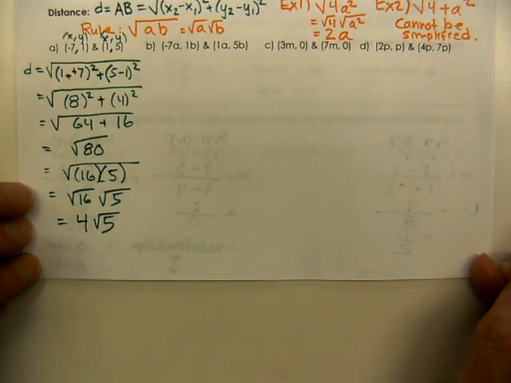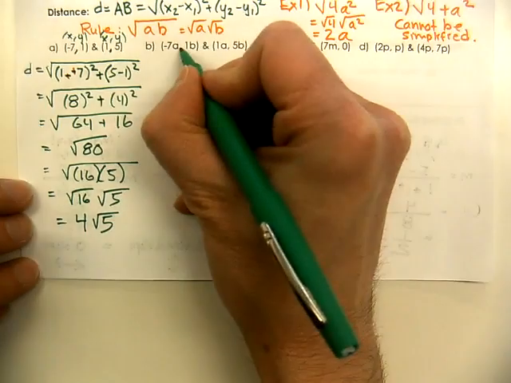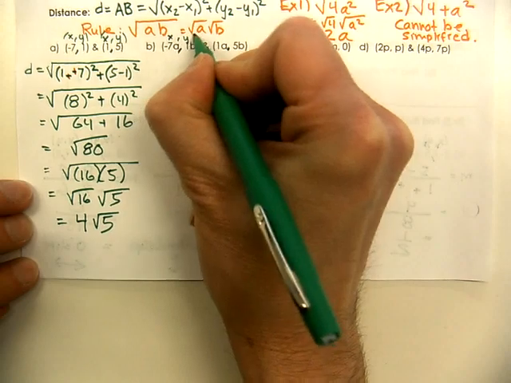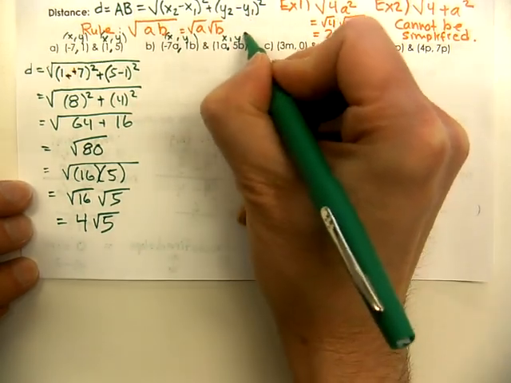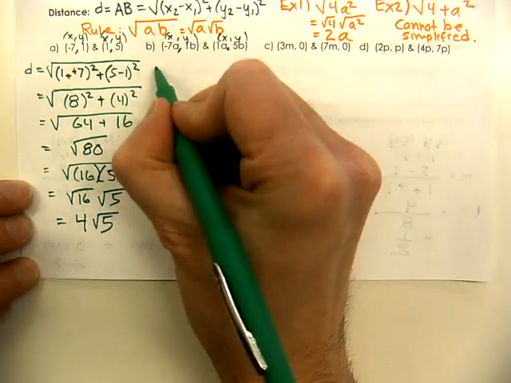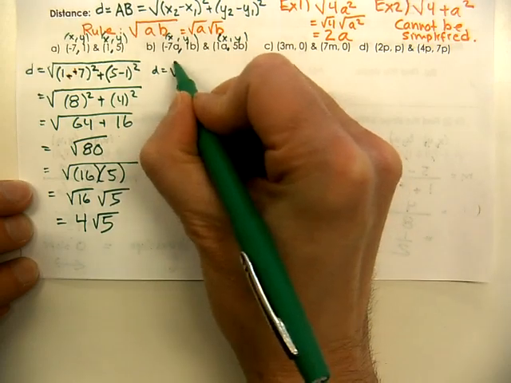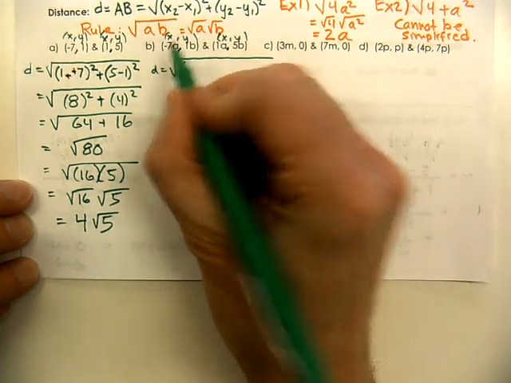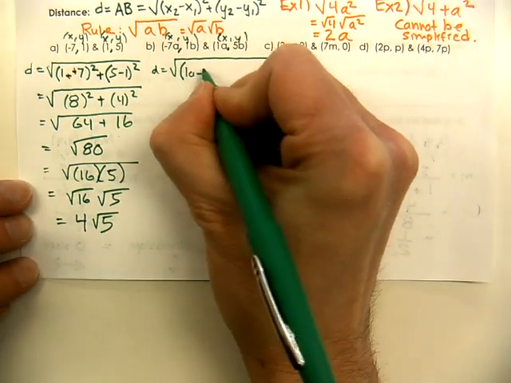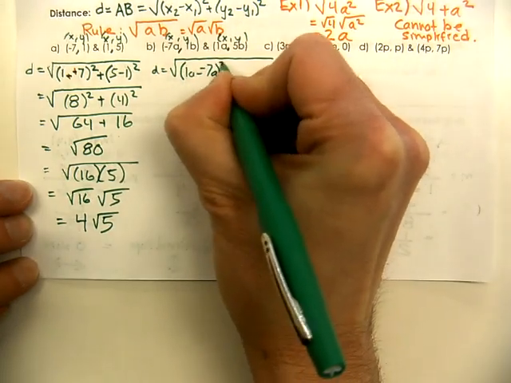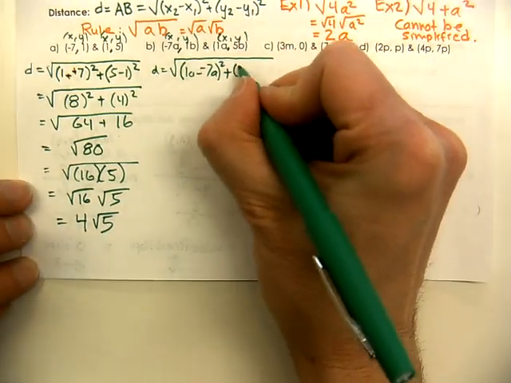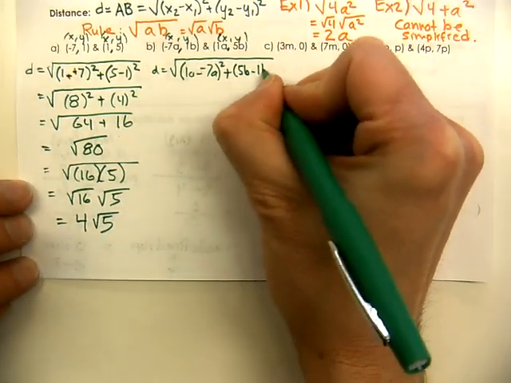So let's contrast that with part B. Again, here's your commas to separate the x-coordinates from the y-coordinates. So distance formula. I want to subtract my x-coordinates, so I have a 1a and a negative 7a. So 1a minus negative 7a, quantity squared, plus. Now subtract the y-coordinates, so we have 5b minus 1b.